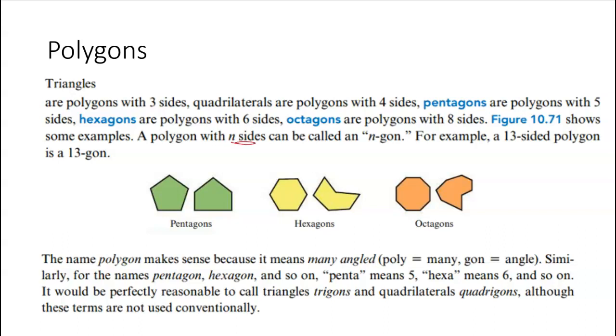And if we don't know how many sides, we just say it's an n-gon, because the suffix there is gon. So a 13-sided polygon would be a 13-gon. Poly means many, gon means angles. So these are many angles. The prefixes and the suffixes make sense: penta means 5, hexa means 6, and so on. We could call a triangle a trigon, a quadrilateral a quadgon, but we don't really use those conventionally.